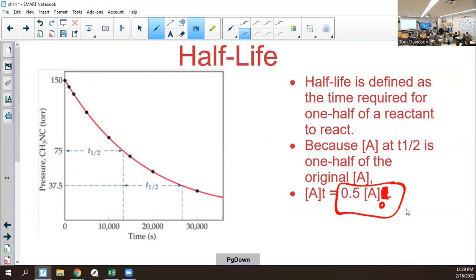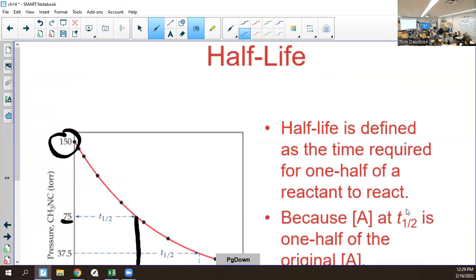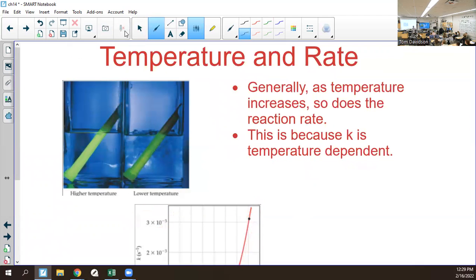All right, let's see what else we got here. We got Half-Life, we got that. Okay, temperature and rate. This isn't math, Sarah, so you'll be fine. You'll be okay. All right, temperature and rate. This is a qualitative concept, which means no math, and it's not hard.